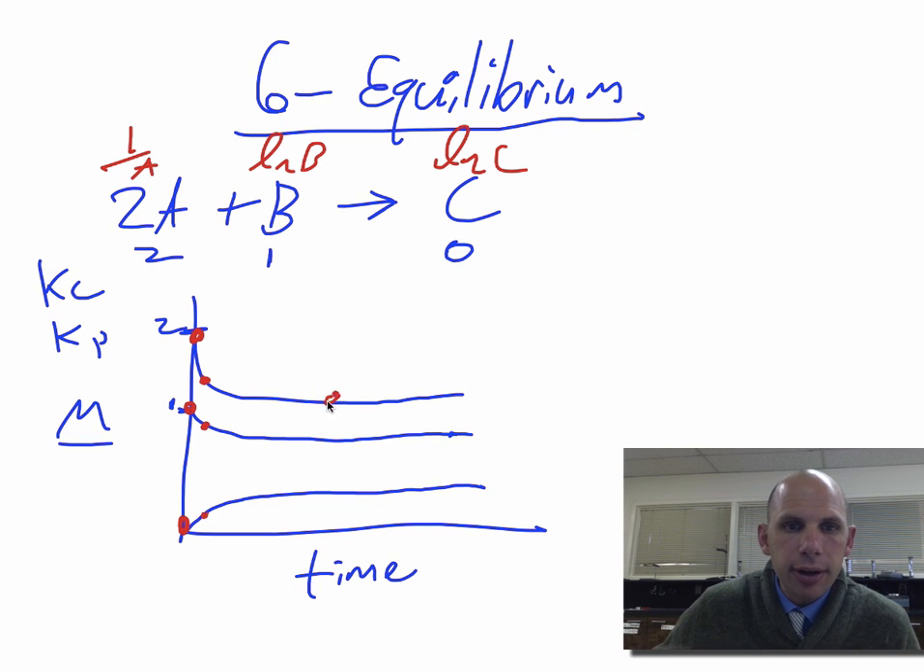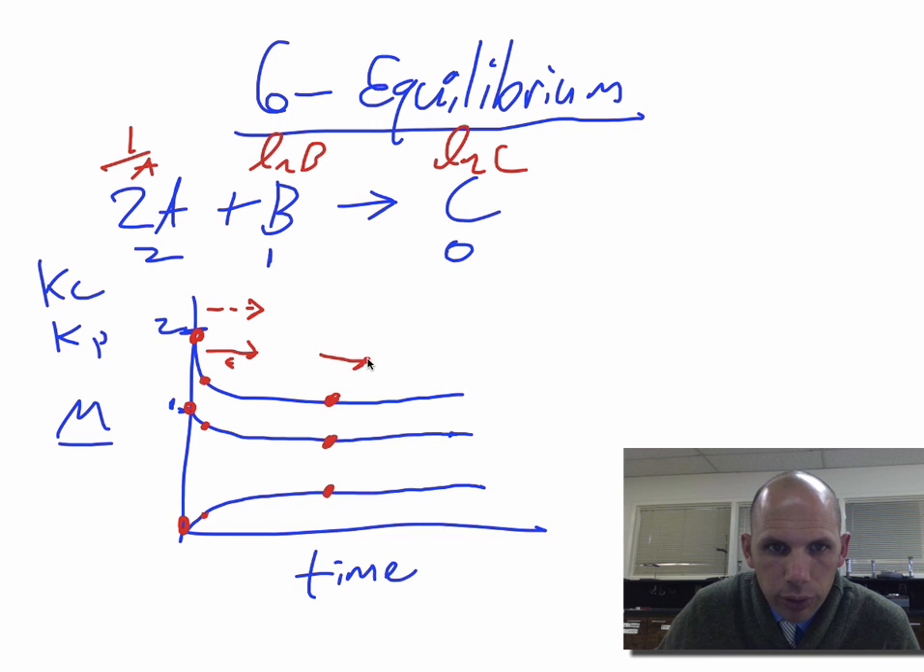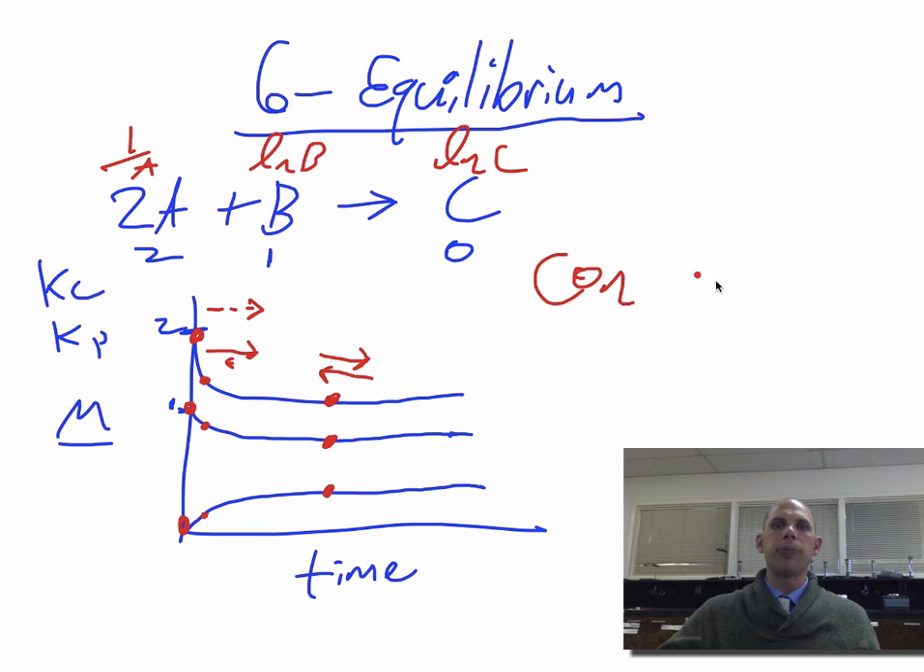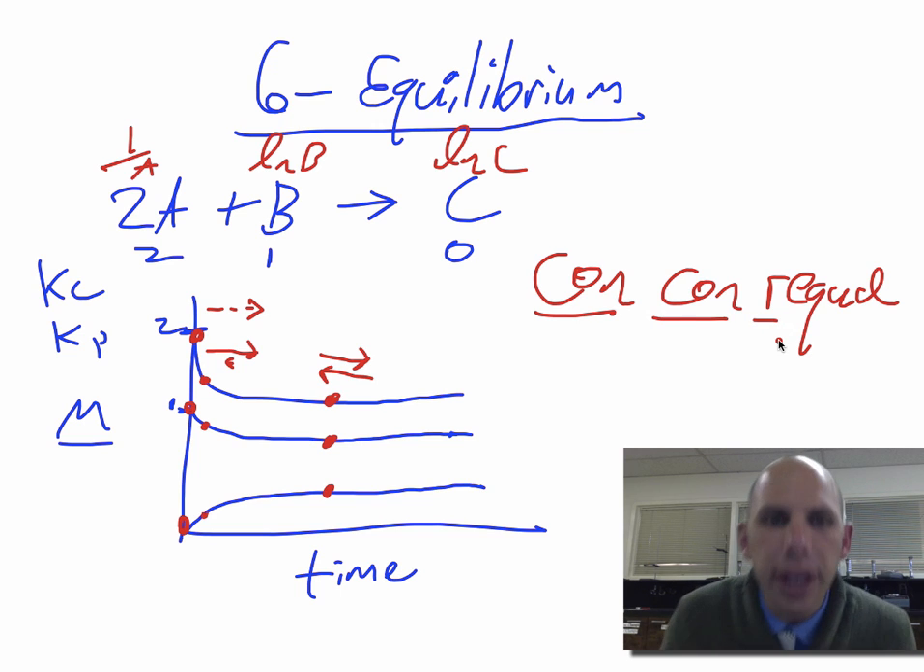And here, we're still dealing with kinetics. Think of it this way: at the top is, does it happen? Here is when it's happening. And here is when the rate of the forward reaction is equal to the rate of the reverse reaction. So with equilibrium, we use this term, con-re-equal. The concentrations are constant because the rates are equal.